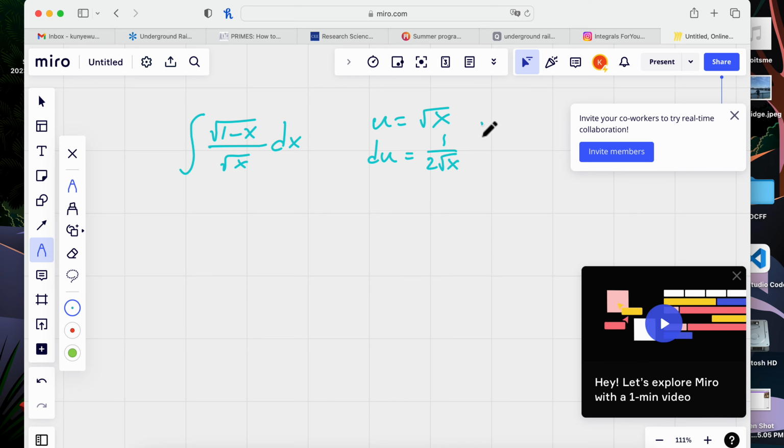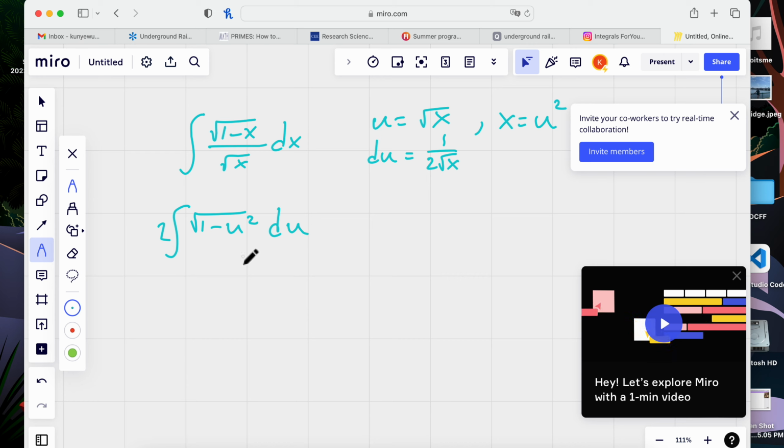Before we do that, if u equals the radical of x, then x is equal to u squared. Now we can replace this x with u squared, and then everything else will just fall into place. 1 minus u squared, and then du.